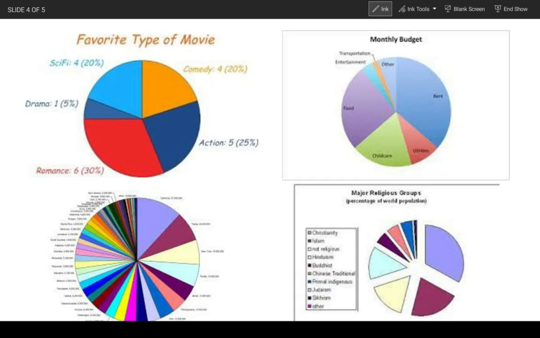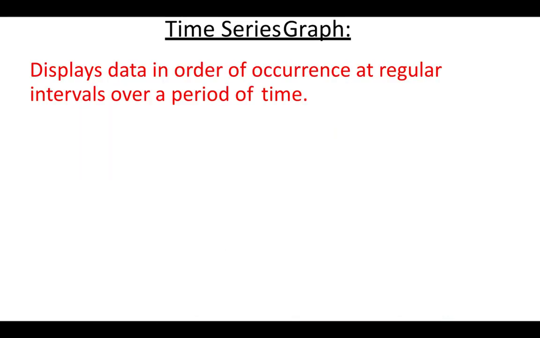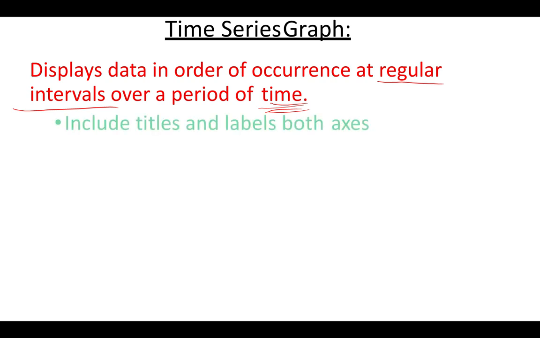The next type is called the time series graph. Time series graph, or a line graph, you might have heard it called that in the past. It displays data in order of occurrence at regular intervals over a period of time. So obviously a time series graph, we're going to be talking about time. One key thing here is regular intervals. So you can't have an interval go by months and then switch to years and then the days. It has to be regular, even intervals over that period of time.